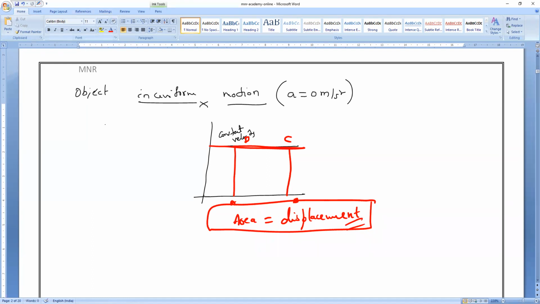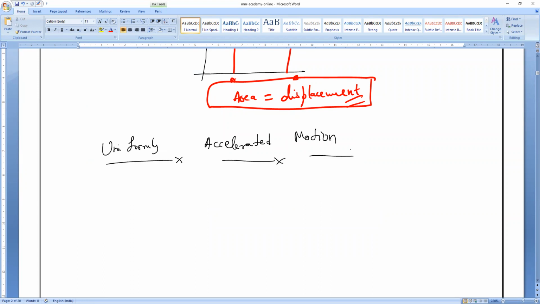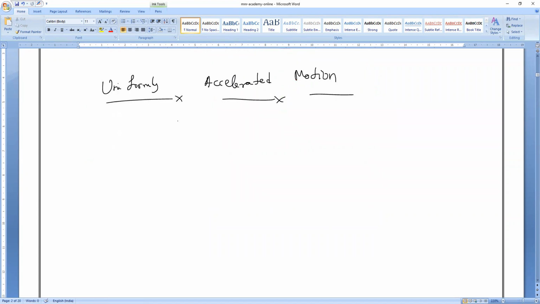In the same way, next we have drawn the graph for an object in uniformly accelerated motion. It is not uniform motion, it is uniformly accelerated motion. So for uniformly accelerated motion, how will the graph be? It is a straight line, but inclined to which axis? Inclined to the time axis. That is uniformly accelerated motion. A linear graph, but inclined to the x-axis, the time axis.